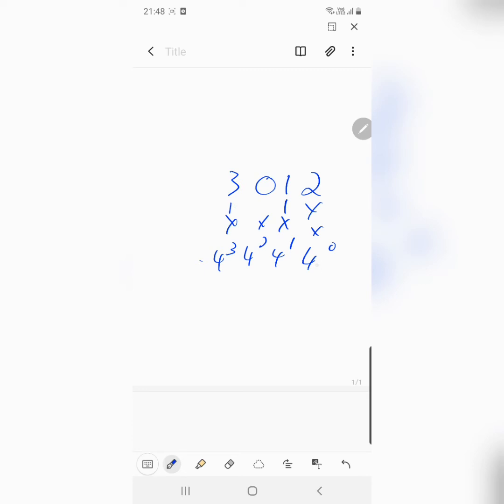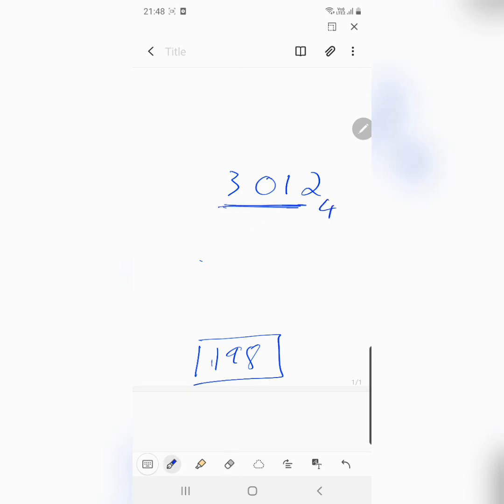Yeah. So this would be 1, 2, 4, 4, 8, 0, 4 to the power 3, 64, 16, 64 times 3, 192. You add these numbers, 198. So, my understanding right now is that this digit in the base 4 system will be written like this, yeah? So, this number with the digits 3, 0, 1, 2 in the base 4 system would equal 198 in the base 10 system.